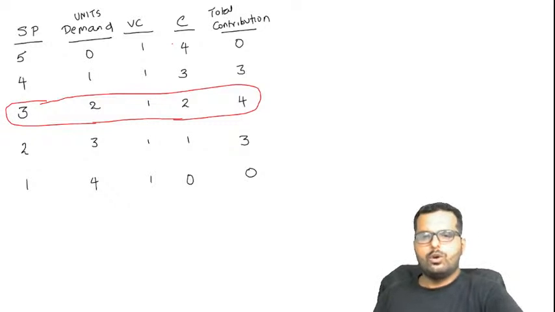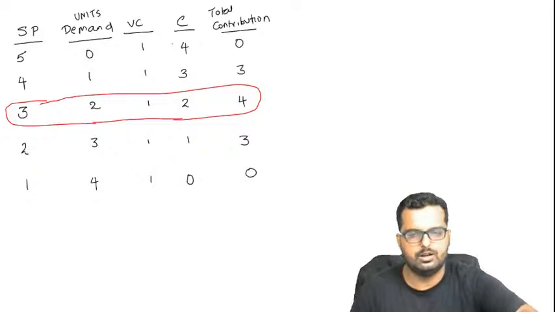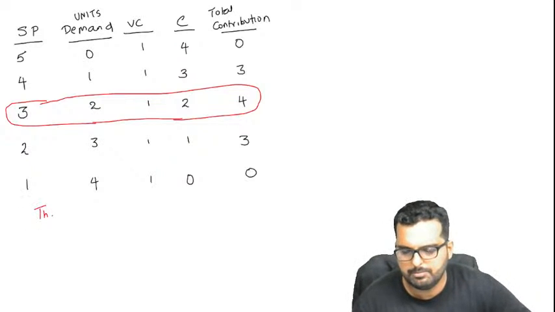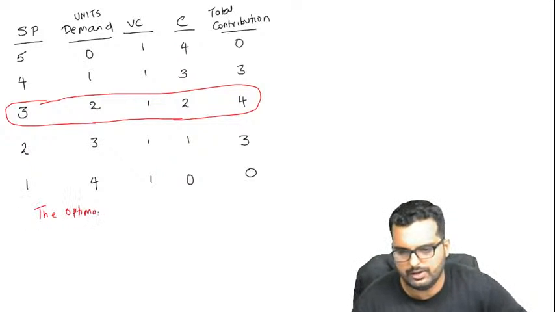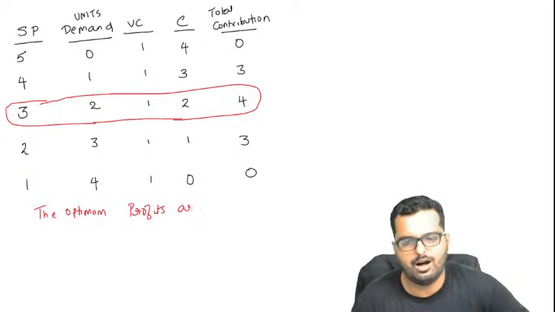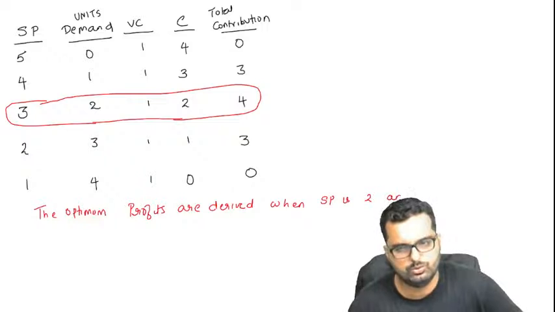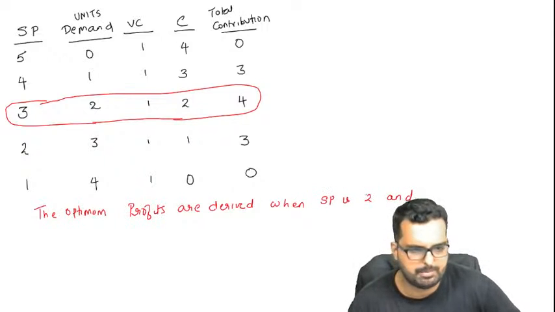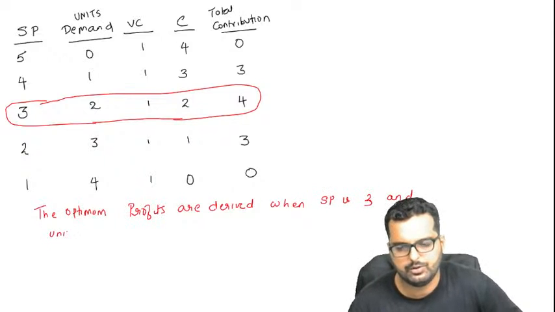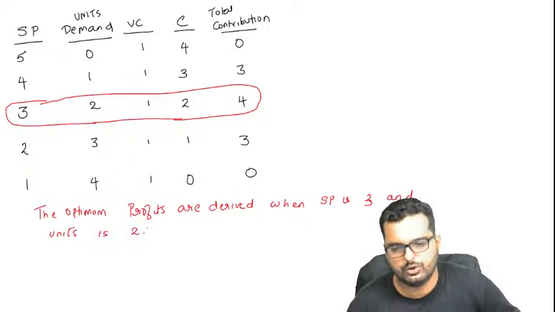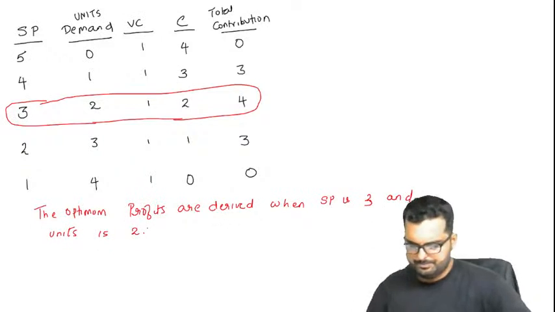Alright friends, I believe you all have put up till here. So I'll write down the optimum profits. The optimum profits are derived when selling price is 3 and units is what? 2. Can you write down this in your books now?